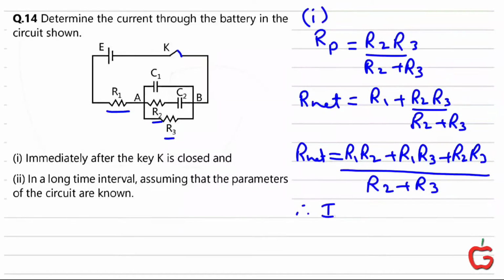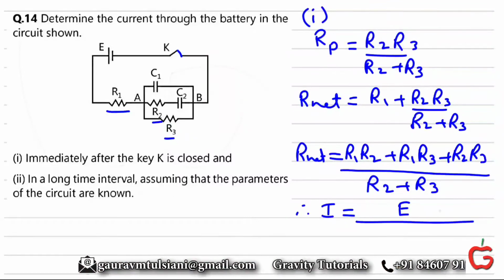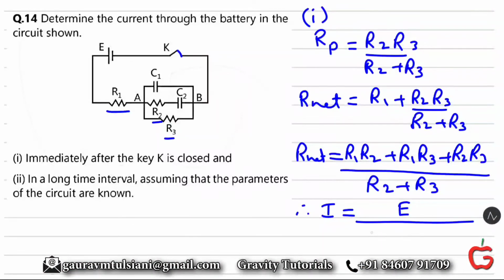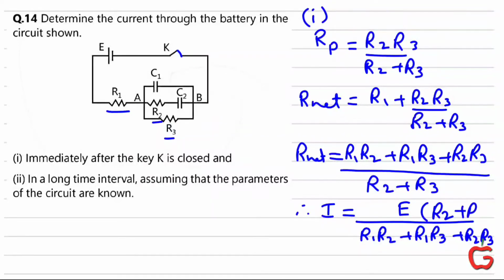Therefore the net current flowing immediately would be voltage divided by this net resistance. So voltage divided by R1 R2 plus R1 R3 plus R2 R3 by R2 plus R3. Okay, this is the current in case 1. Now the case 2 says in a long time interval.